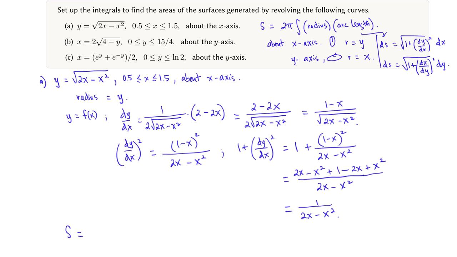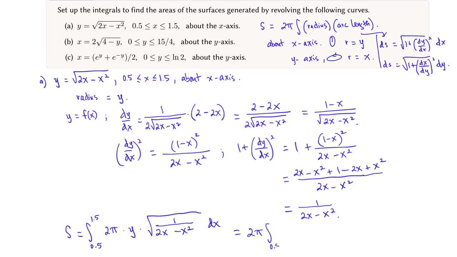The surface area is therefore the integral. Notice that we found dy over dx. That means the variable of integration is x. So x goes from 0.5 to 1.5. So 2 pi times the radius, which is y, times the arc length, but the arc length is the square root of 1 over 2x minus x squared. Always simplify the argument of the square root before we plug it into the formula.